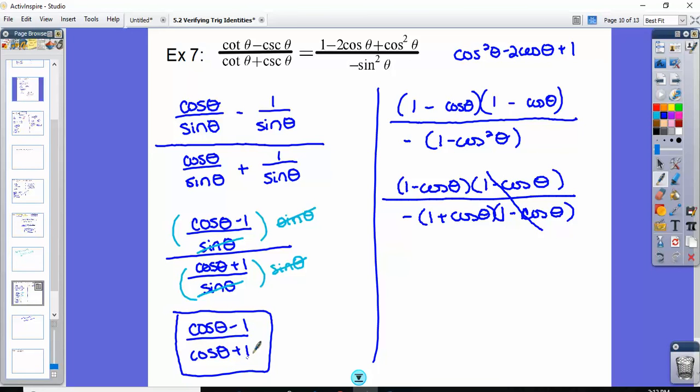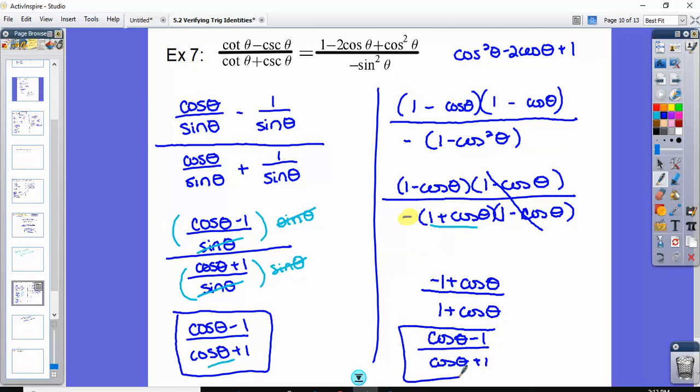Look at our goal. Cosine theta minus 1 over cosine theta plus 1. If you have a negative, you can distribute it through the top or the bottom. The bottom right now is good. 1 plus cosine is the same as cosine plus 1. So I don't want to take my negative through the bottom. I'm going to distribute it through the top. So that would be a -1 plus cosine theta over 1 plus cosine theta. That is cosine theta minus 1 over cosine theta plus 1. We have our answer.